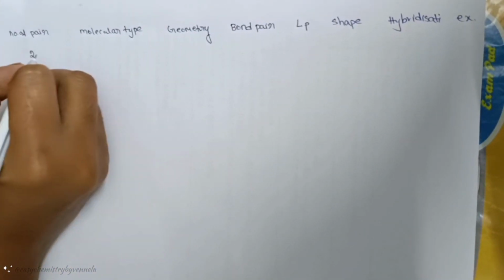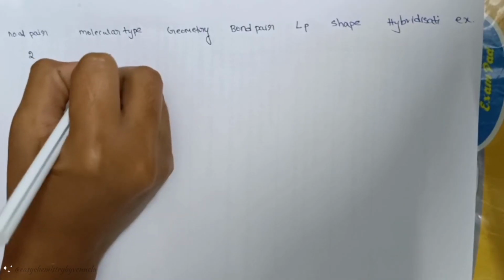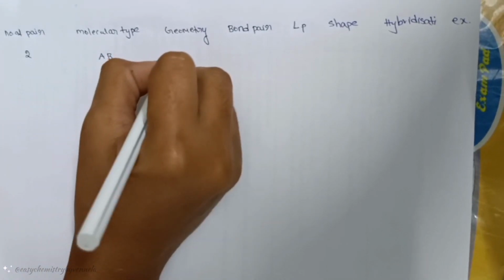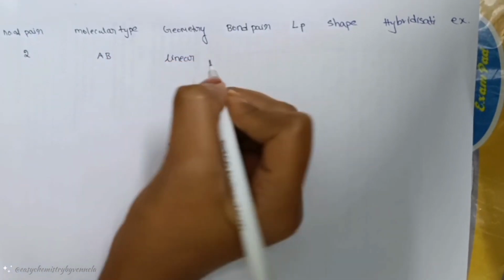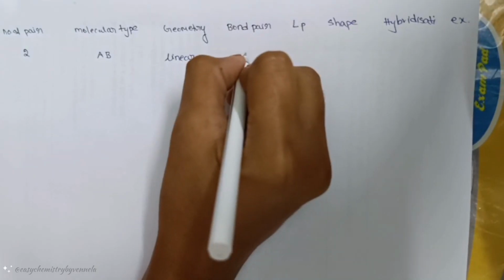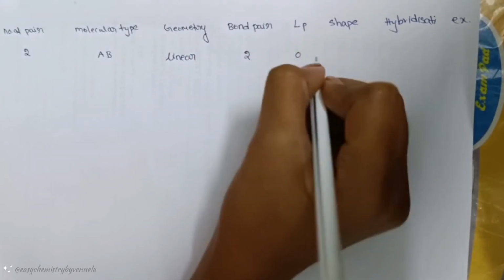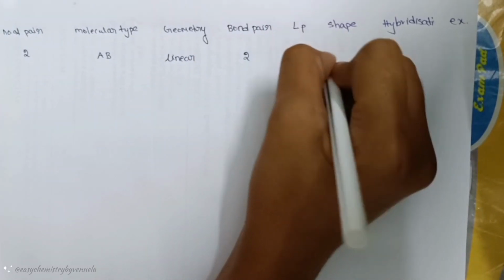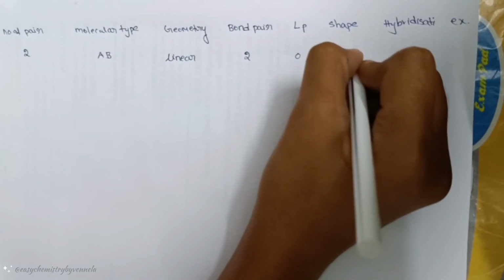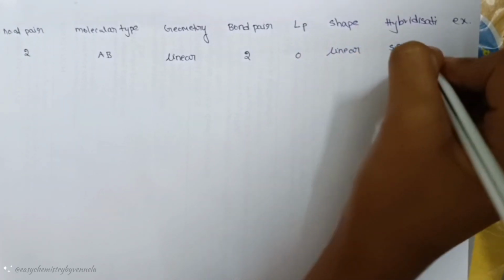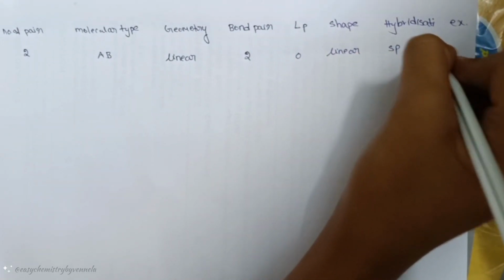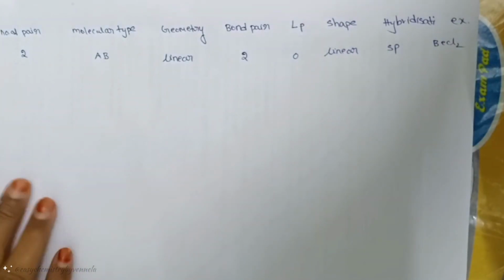Here number of pairs 2, then molecular type is AB, geometry is linear. Number of bond pairs 2, lone pairs 0, then shape is also linear. Hybridization is sp. Example for this linear is BeCl2.